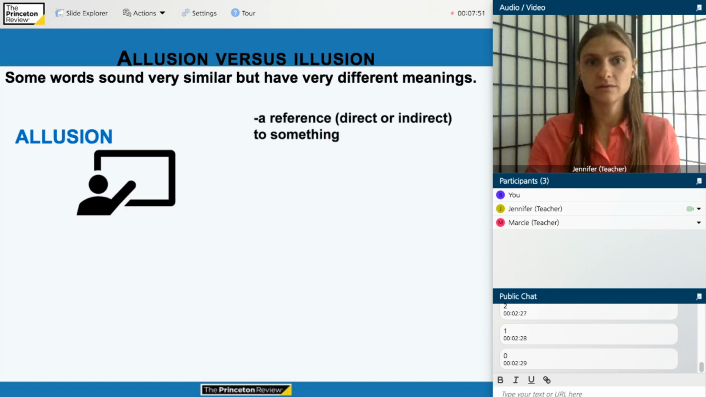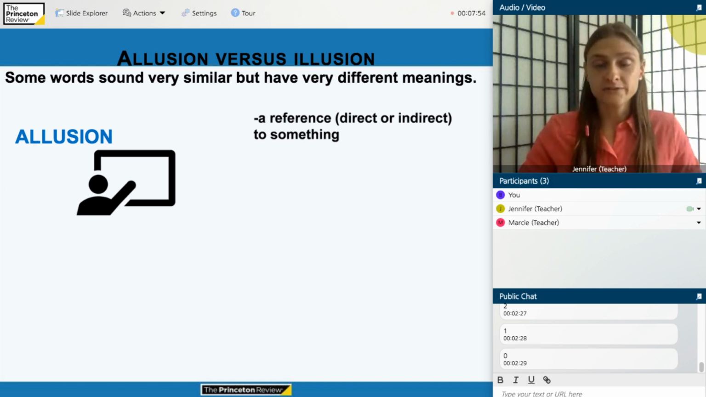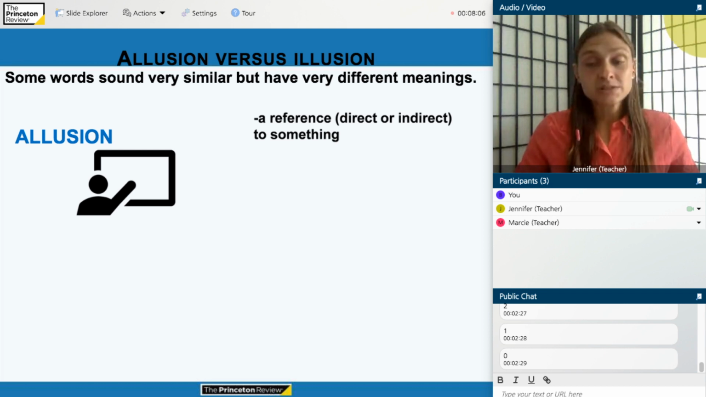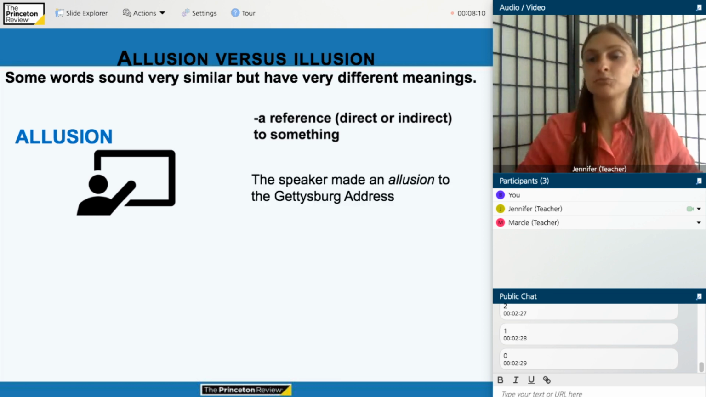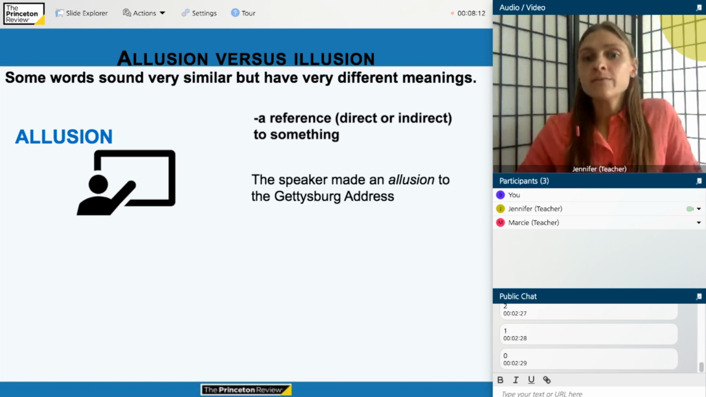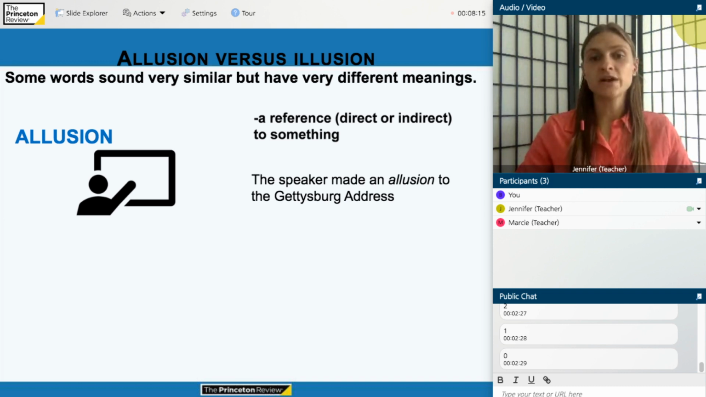Allusion. That's when you have a reference to something. It might be direct or indirect. A lot of times you could see a reference to something in a song or in a book or some kind of literature. The reference could be to just about anything. You might have an allusion to a historical event, like this sentence here: the speaker made an allusion to the Gettysburg Address.